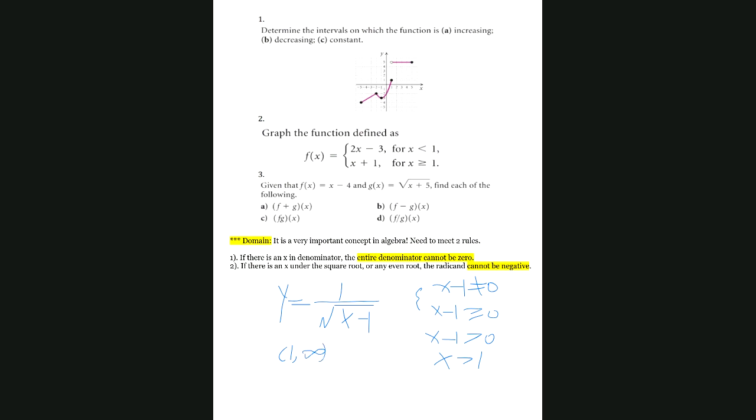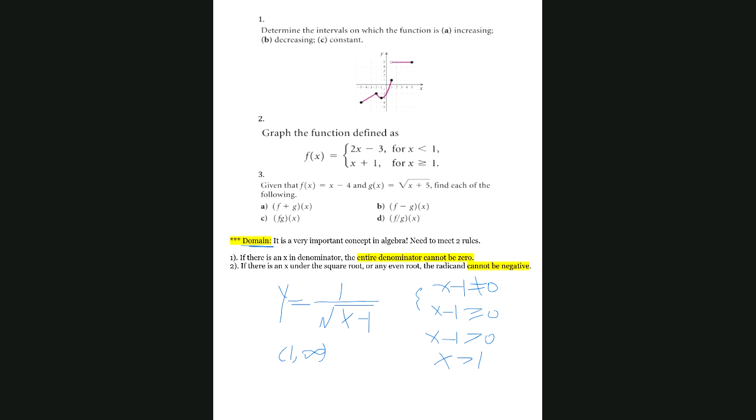So this will be the complicated one, not so complicated. This is the one where you have to meet the two rules in here. So meet the denominator, meet the square root in here. Okay. All right, any question about the domain? So you just need to remember these two rules.